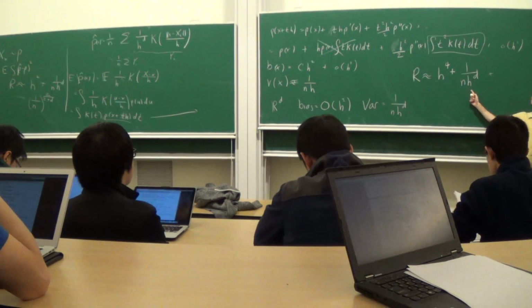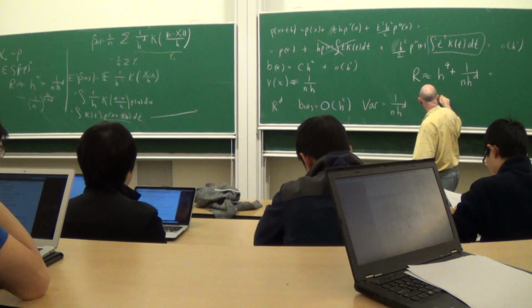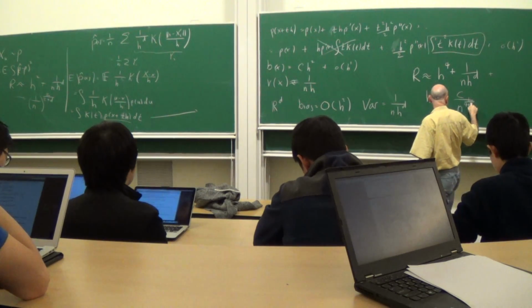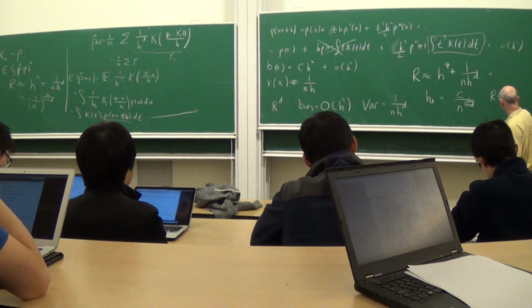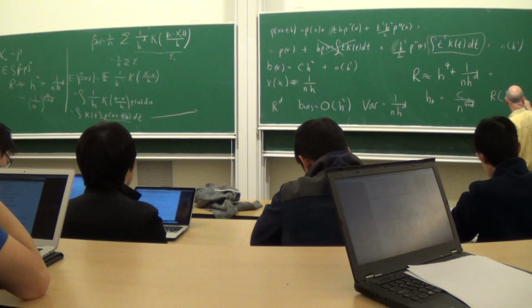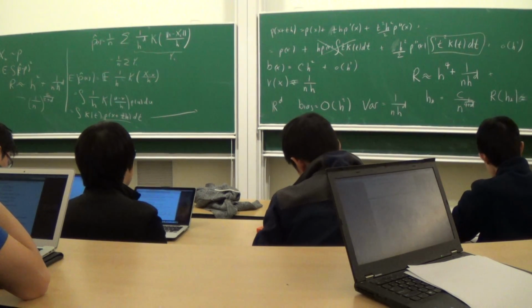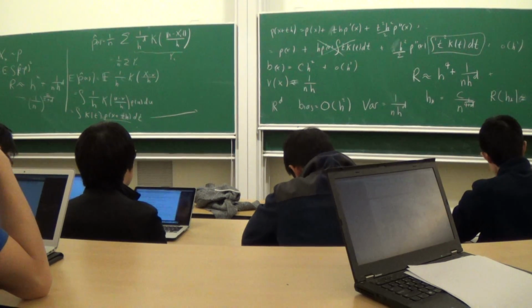And again, we could ask, what's the best h? Which h minimizes this? It's going to be of order some constant over n to the 1 over 4 plus d. And if I plug that back in, the risk is going to be of order 1 over n to the 4 over 4 plus d. This is assuming twice differentiability.